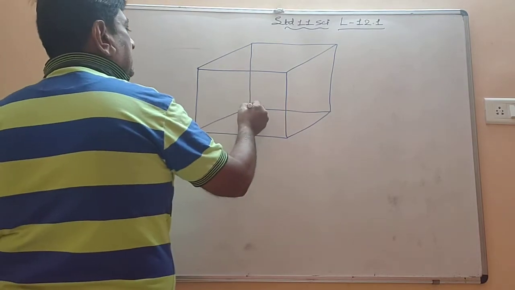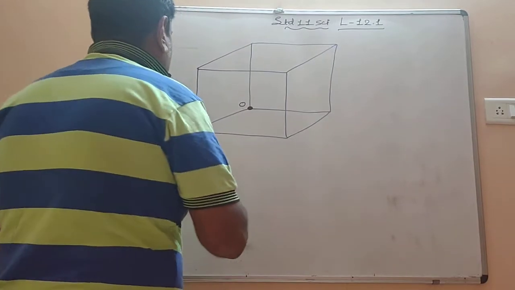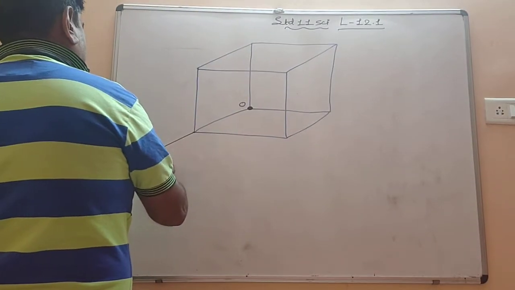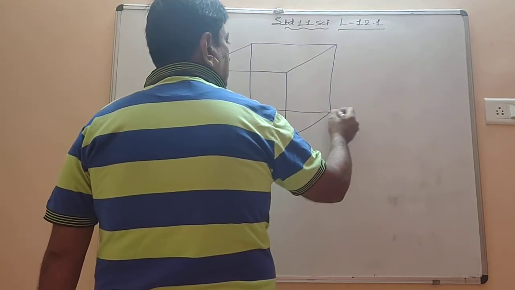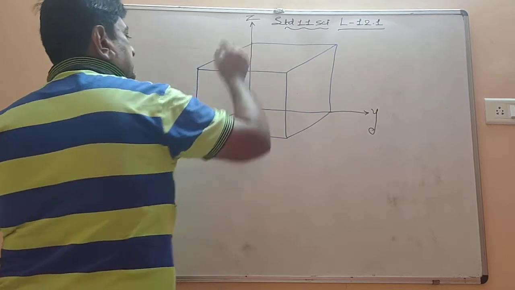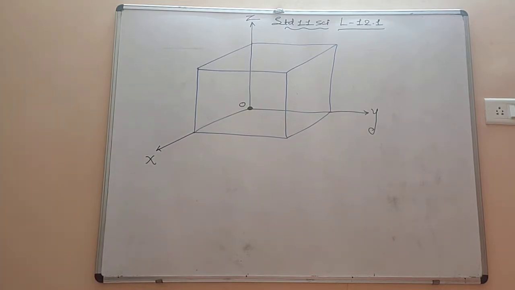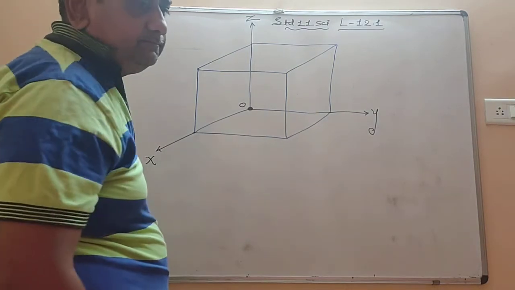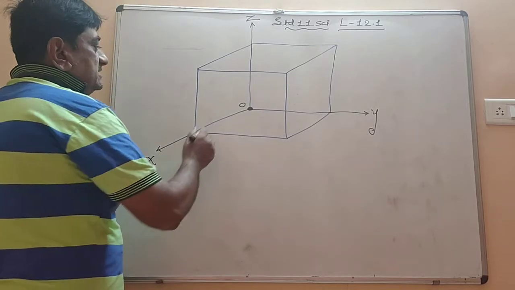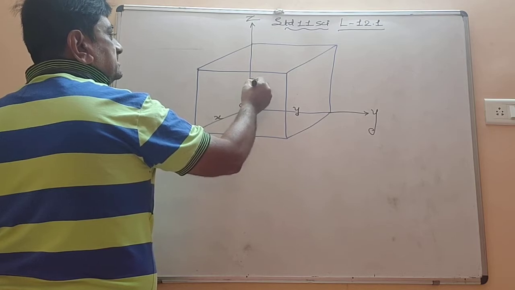Now consider it is origin O. It is x-axis, it is y-axis, and it is z-axis. See, x-axis, y-axis, and z-axis. Now this distance is x, this distance is y, and this distance is z.